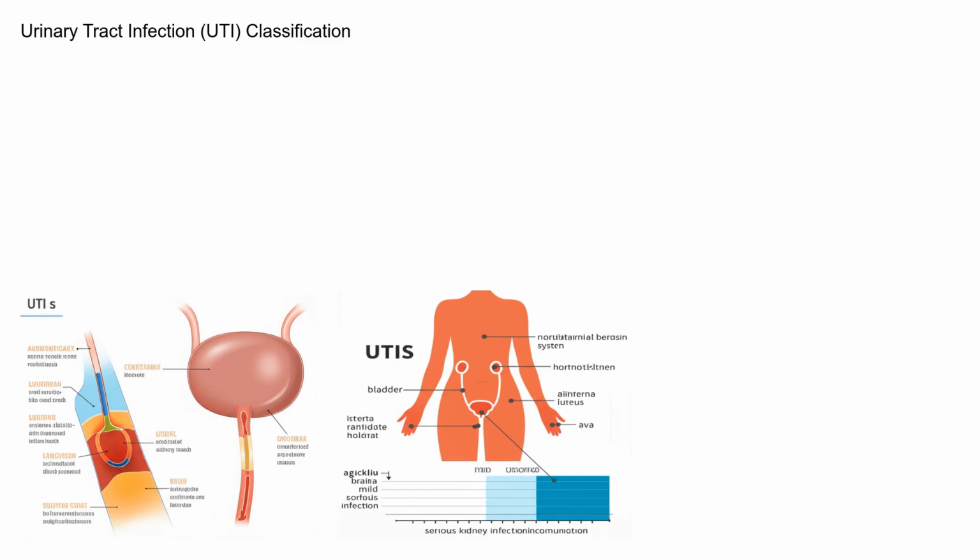UTIs can be classified based on their location and severity. Cystitis refers to an infection of the bladder, while pyelonephritis refers to an infection of the kidneys. UTIs can also be classified as uncomplicated or complicated. Uncomplicated UTIs occur in healthy individuals with a normal urinary tract, while complicated UTIs occur in individuals with underlying conditions such as urinary tract abnormalities, kidney stones, or weakened immune systems. Recurrent UTIs are defined as 2 or more UTIs in 6 months or 3 or more UTIs in a year.